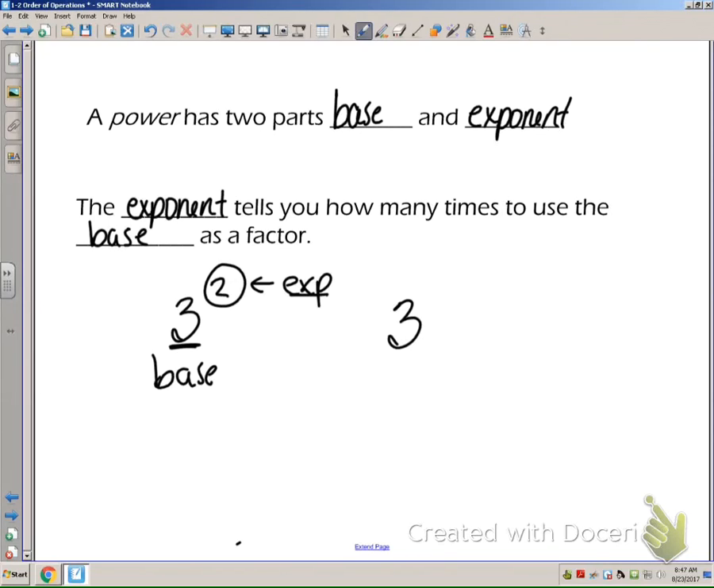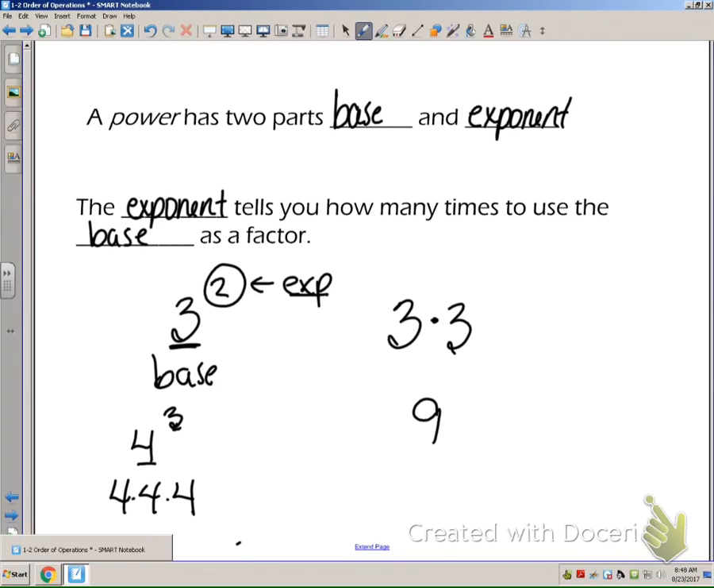If I had 4 to the third power, this 3 tells me how many times I have the 4. So that's 4 times 4 times 4. So 4 to the third power is the same as 4 times 4 times 4.